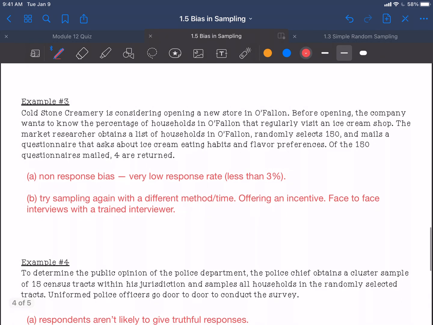Example 4 here, to determine the public opinion of the police department. The police chief obtains a cluster sample of 15 census tracts within his jurisdiction and samples all households in the randomly selected tracts. Uniformed police officers go door to door to conduct the survey.